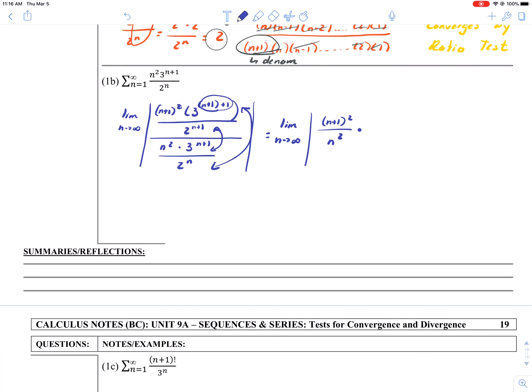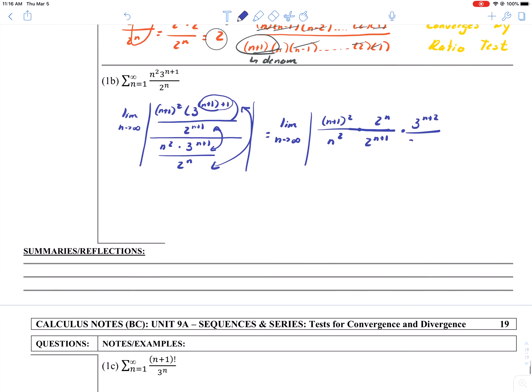I try to line mine up where I can see what may have the potential to reduce and what doesn't. Then you're going to have 2 to the n over 2 to the n plus 1. And you can put it all in one fraction if you want to. I just like separating mine so I can see it a little better. And then you're going to have 3 to the n plus 2 over 3 to the n plus 1. So that's what we're trying to simplify. So let's take another look at this and see what we see here.